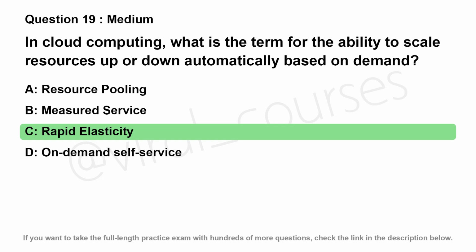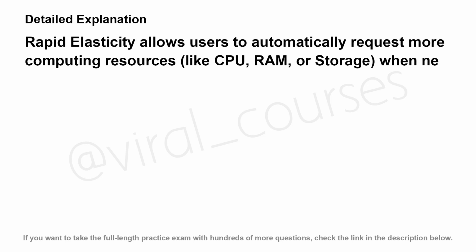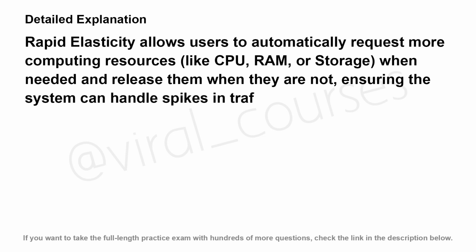The correct answer is C. Rapid elasticity allows users to automatically request more computing resources, like CPU, RAM, or storage, when needed and release them when they are not, ensuring the system can handle spikes in traffic without manual intervention.